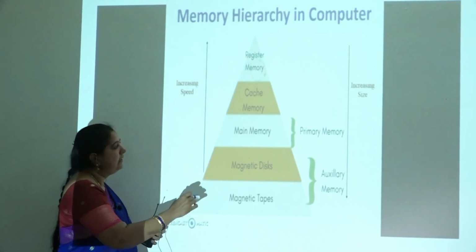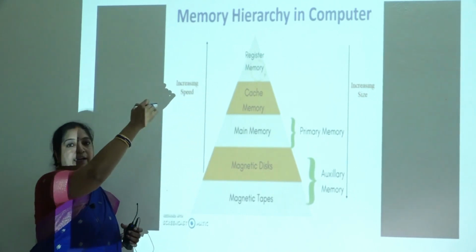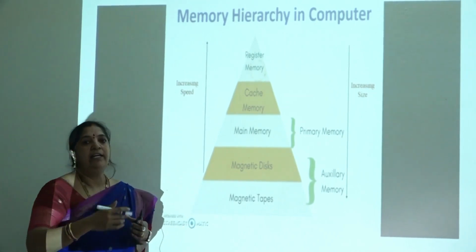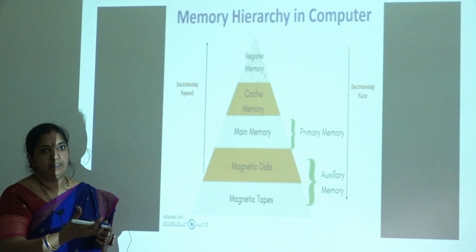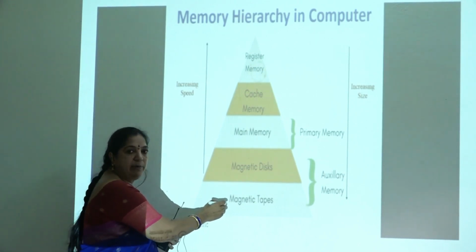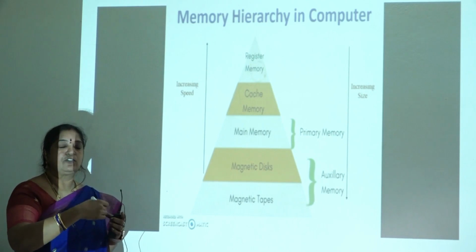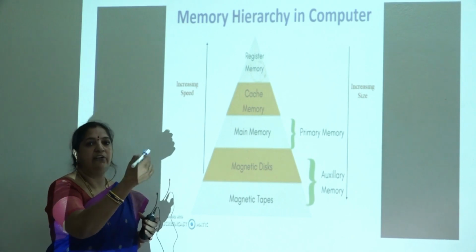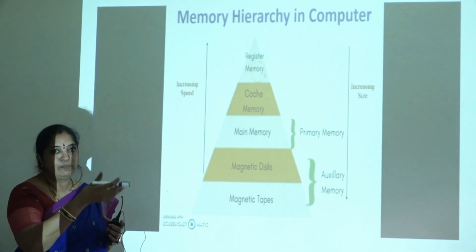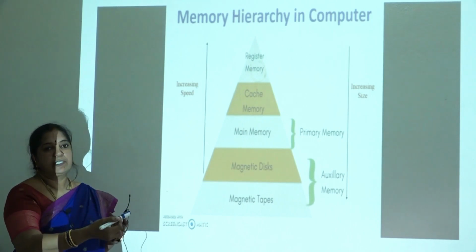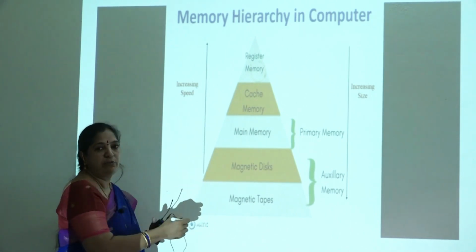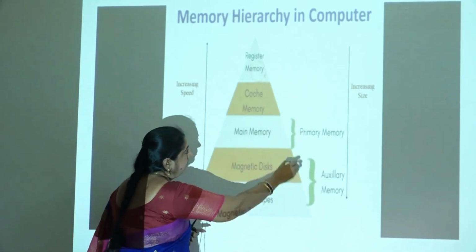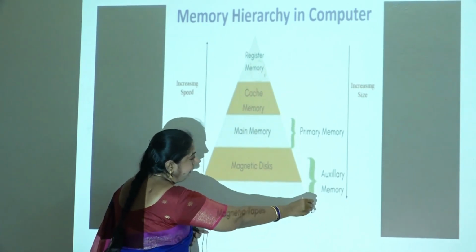When coming to speed, it increases in the upward direction. That means if you have something in register memory or cache memory, it is reachable to the processor at high speed. Whereas if you have something in the secondary memory, it is slow, because it has to be transferred to the main memory, and only then can the processor access it through the main memory. So it is a long process, which is why it is a bit slow. Based on size, from top to bottom it is increasing.